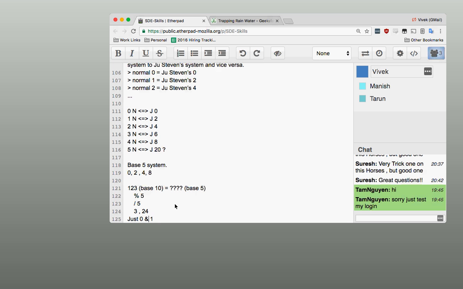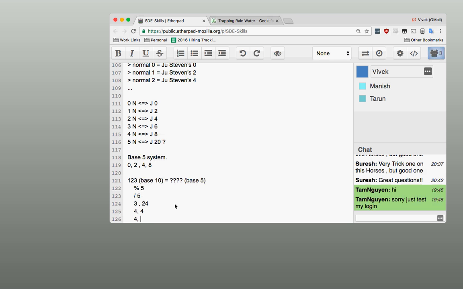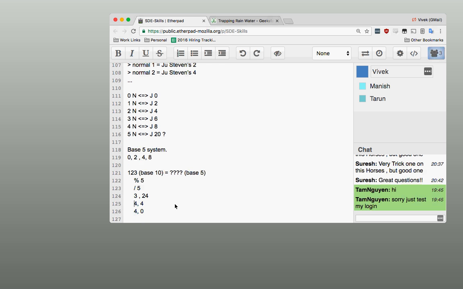And what is the remainder? The remainder is 24, correct? Yeah. And then what is it? It's 4 and 4. And then it's 4 and 0. So essentially, 123 in base 10 is actually 443 in base 5, correct?